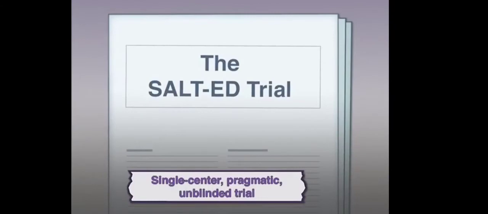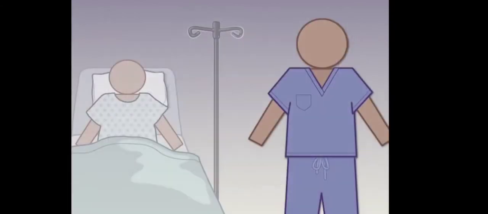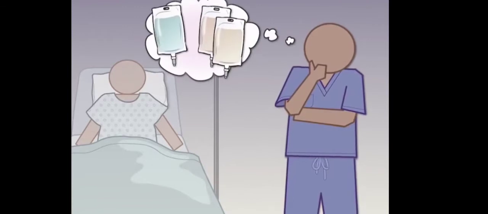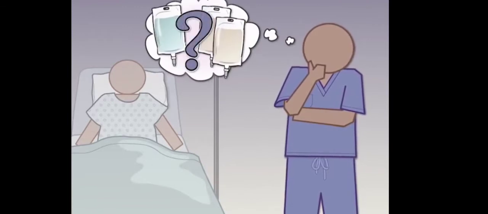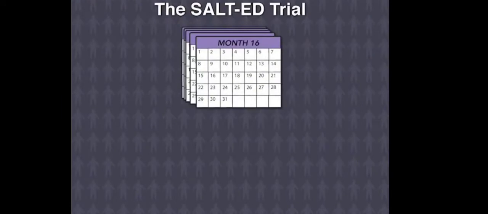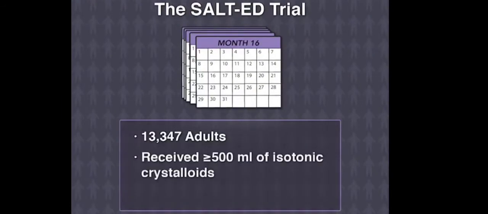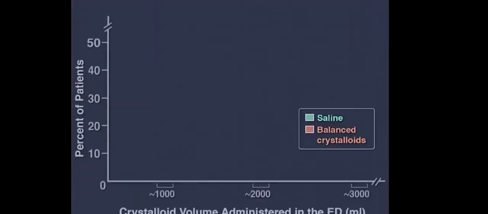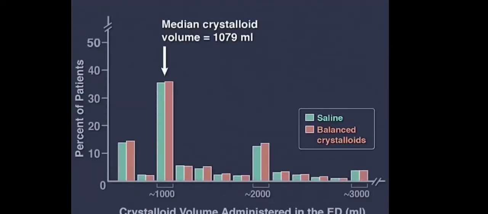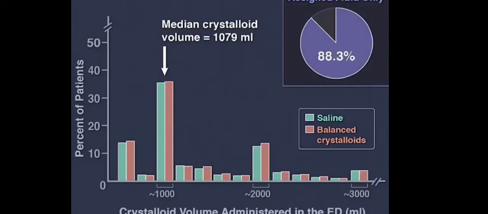In the single-center pragmatic unblinded SALT-ED trial, investigators tested whether the composition of crystalloids affected outcomes in non-critically ill patients. Over 16 months, the trial enrolled 13,347 adults who received 500 milliliters or more of isotonic crystalloids in the emergency department and were subsequently hospitalized, but not in an ICU. In alternate months, participants were assigned to receive either balanced crystalloids or saline. The median crystalloid volume received was 1,079 milliliters, and 88.3% of patients received only the assigned fluid.